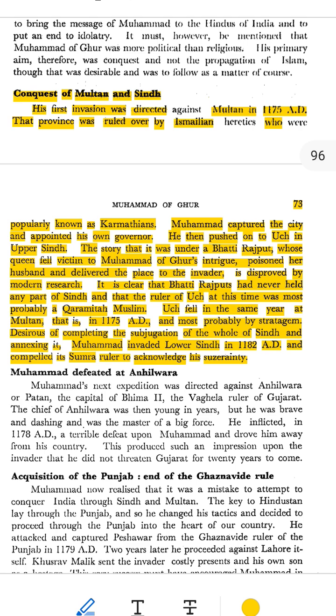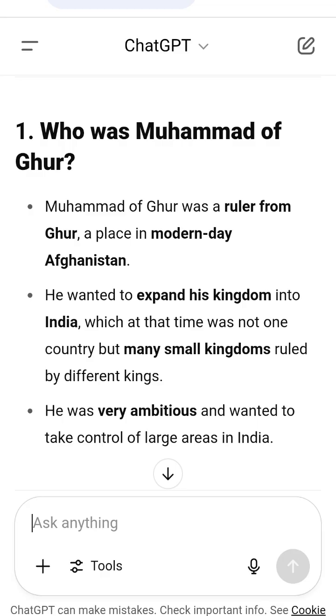Muhammad of Ghur attacked Multan, defeated the Ismaili rulers, and took control of the city. He then appointed his own governor to rule on his behalf. Why it mattered: Multan became Muhammad's first base in India. From here, he could plan more attacks and gain more power in the region.